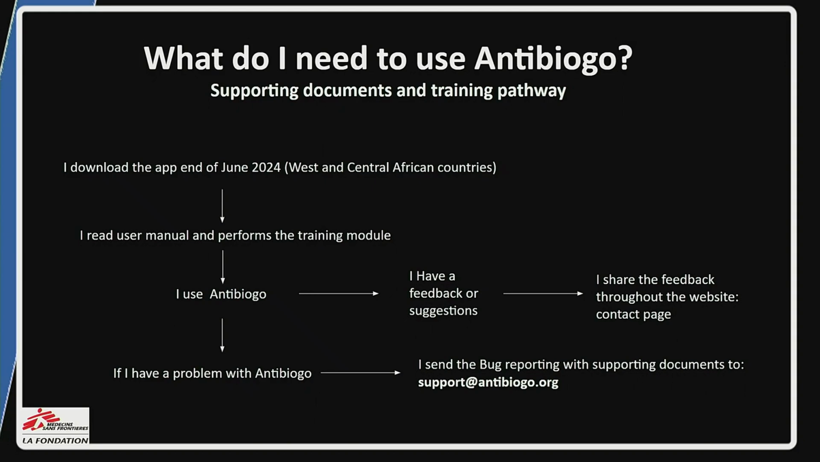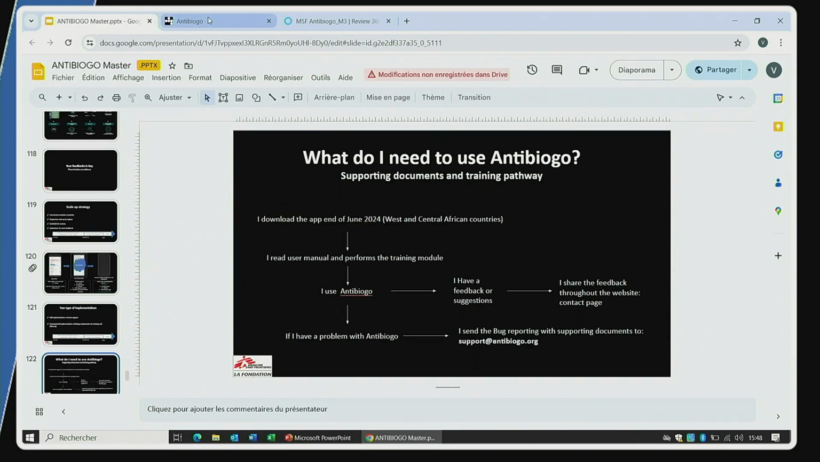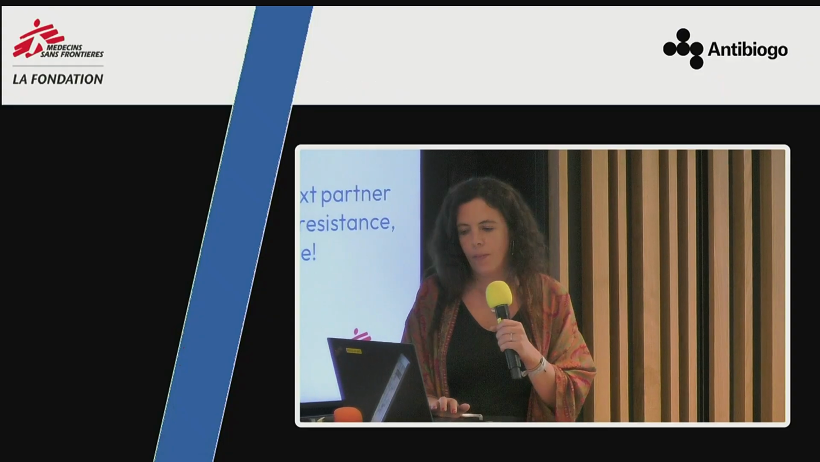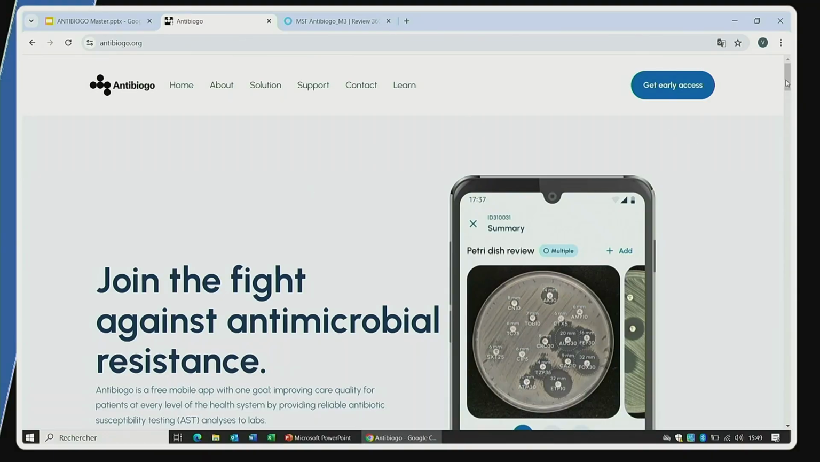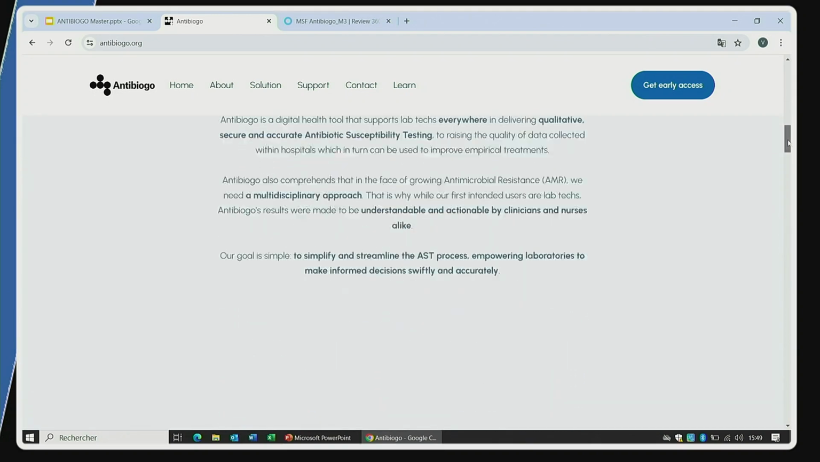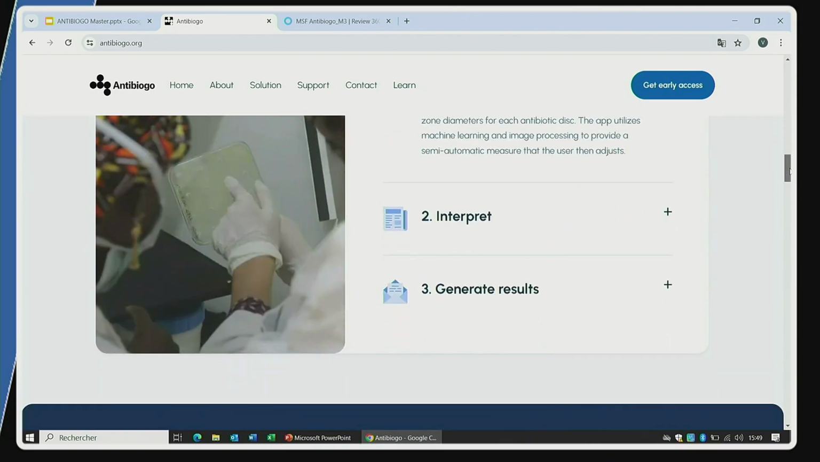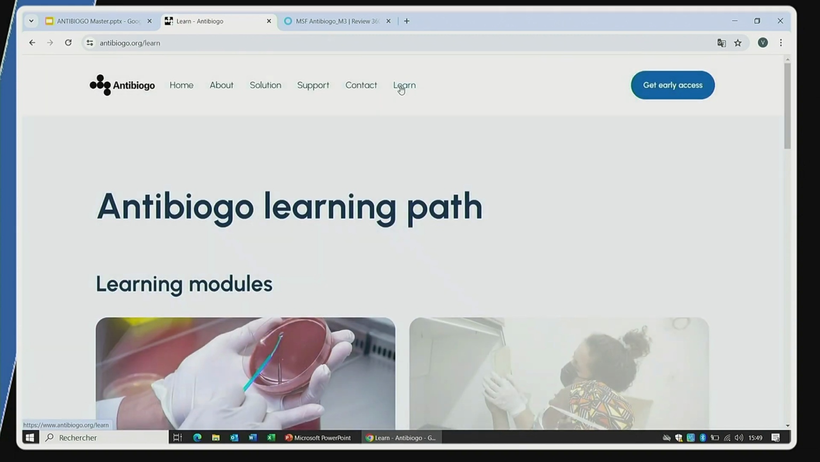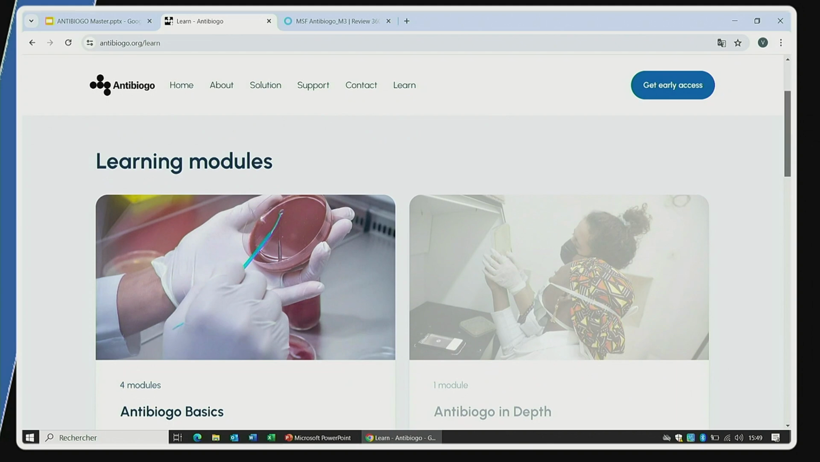Talking about the website, I'm just going to share my screen very quickly. So this is the Antibiogo website where you can find all the information, including the supporting documents to use the app. If you go to the Learn page, you will see a learning module. And because I will never say that one tool replaces everything, and we don't believe that a machine replaces the capacity building of a human, we developed two types of module.